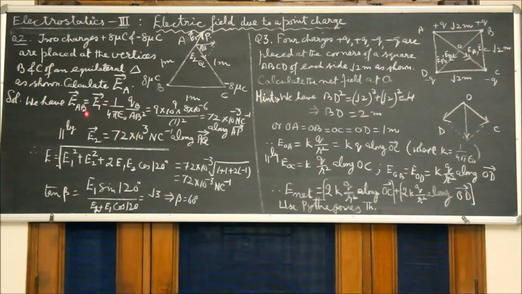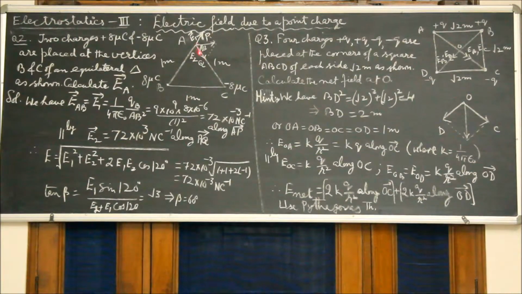Field at A due to B, let's denote it by E1, equal to 1 over 4 pi epsilon naught QB, that is charge at B over AB square, which on substituting the values you get 72 into 10 to the power minus 3 Newton per coulomb. As the field is directed away from this positive charge, it will be along AP.